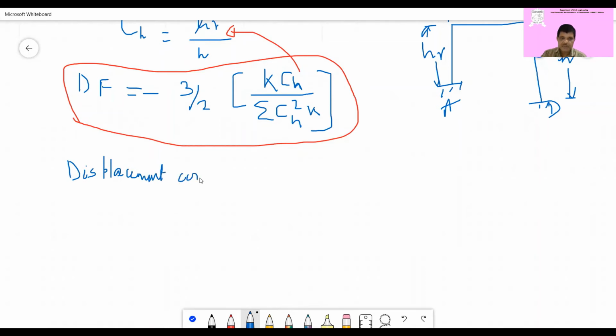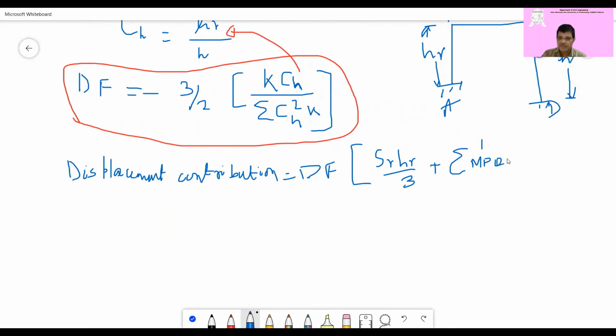Contribution. I will calculate the displacement contribution in the columns. Earlier it was df into SR into HR by 3 plus the summation of the column moments at top and bottom. If you remember well, m dash qt. Now this sigma will be multiplied with Ch. So there is a factor that will come with Ch, and that will be the displacement contribution.